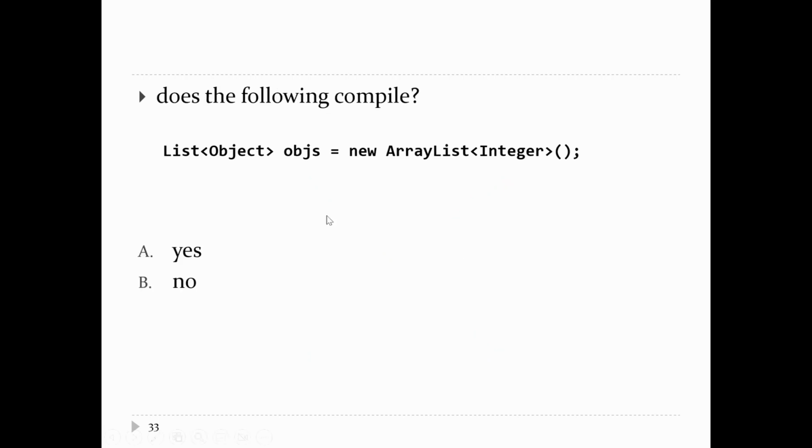So now when you try to write the following, I have a list of object, and I try to store an array list of integer in that reference. Now the compiler complains. The compiler says, hey, you've got an array list of integer. That's not a list of object. What is it? It's a list of integer. But it's not a list of object. So that does not compile cleanly. And that's one of the reasons why using generics makes your code type safe. It prevents you from doing stuff like this.